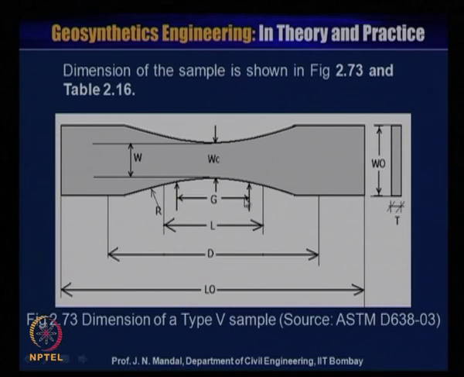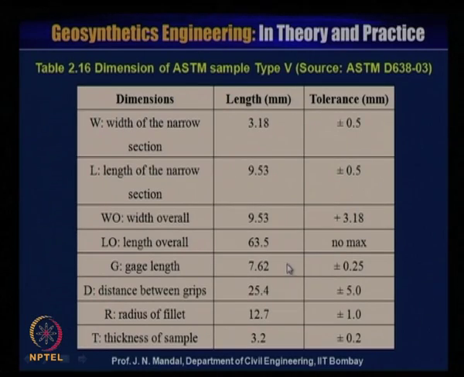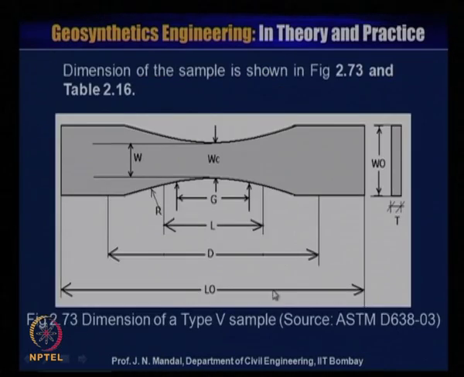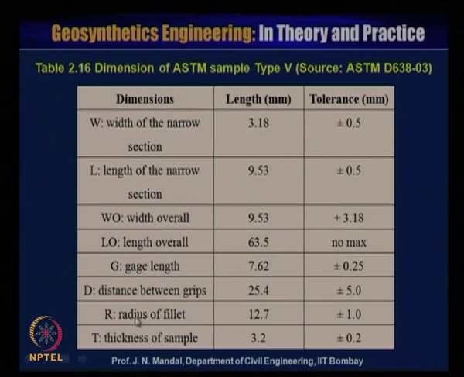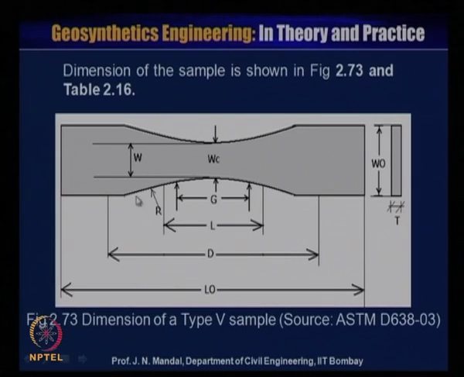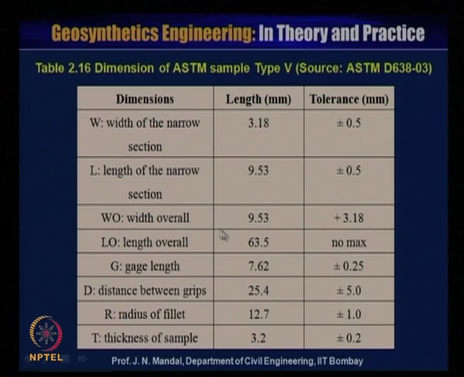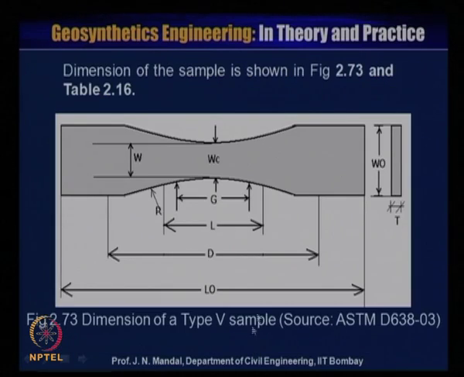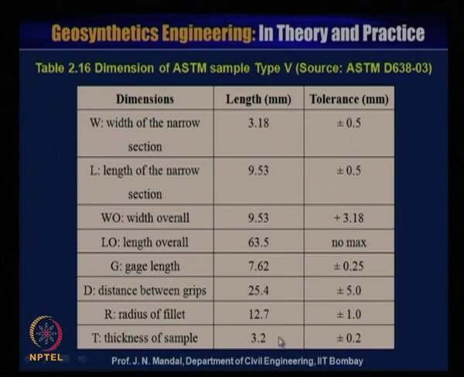G is the gauge length, which is 7.62, and D is the distance between the grips, 25.4 millimeter. R is the radius of the fillet, 12.7, and T is the thickness of the sample, which is about 3.2 millimeter, with some tolerances.